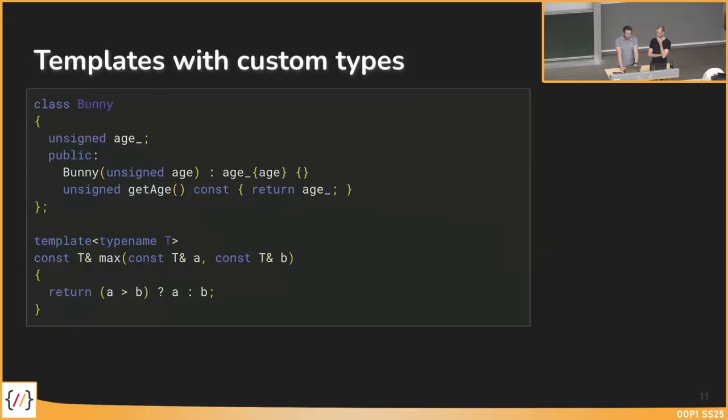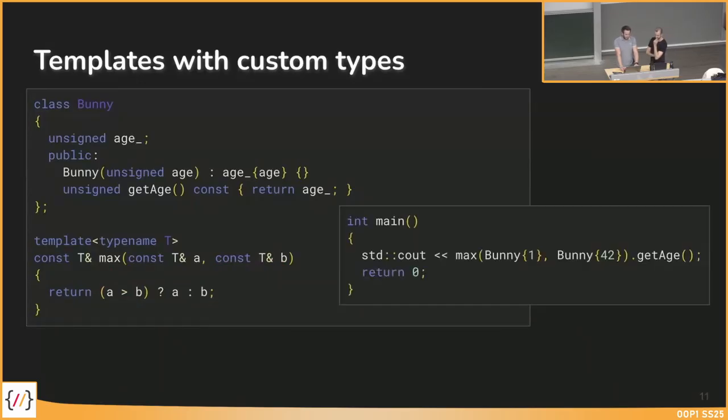Now let's have a look at one further example where we have a specific or custom data type, in this case a bunny. So we have a class Bunny with an age, a constructor and a getter for the age. And then here we have our template again, where we want to compute the maximum of A and B, again with the same implementation.